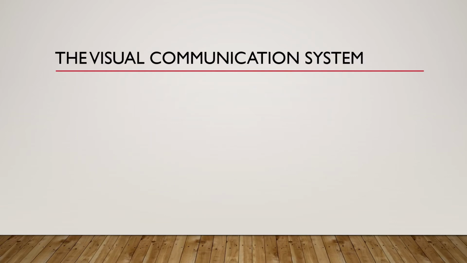So let's start with the visual communication system. The visual communication system includes proxemics. This is the first channel of nonverbal communication that we are going to discuss. And proxemics involve the use of space. So thinking about understanding the distancing between you and your communication partner.